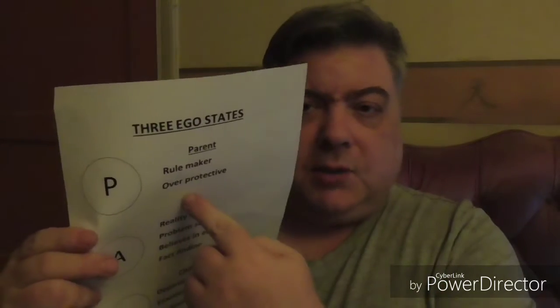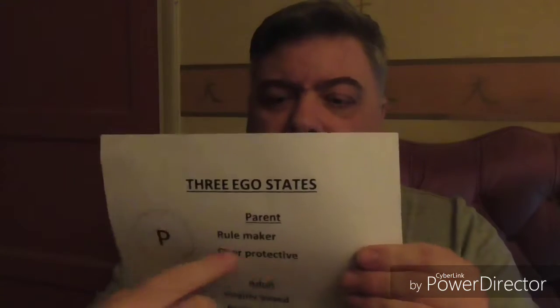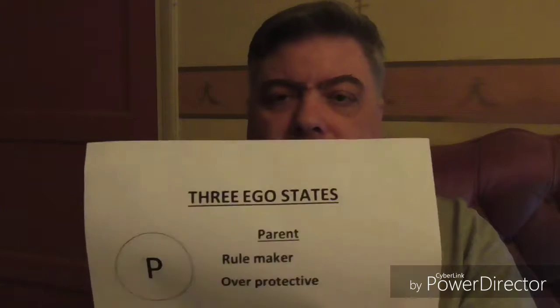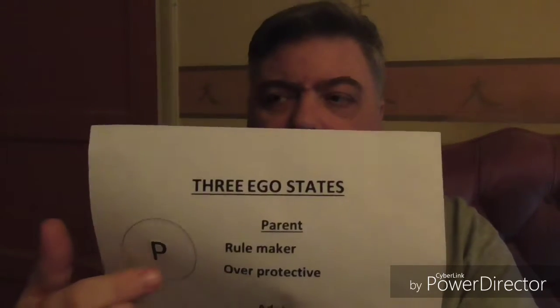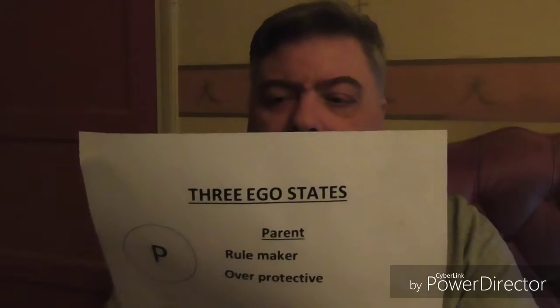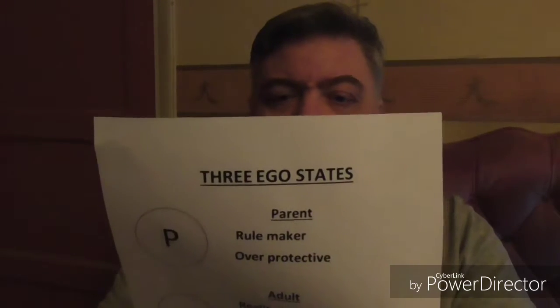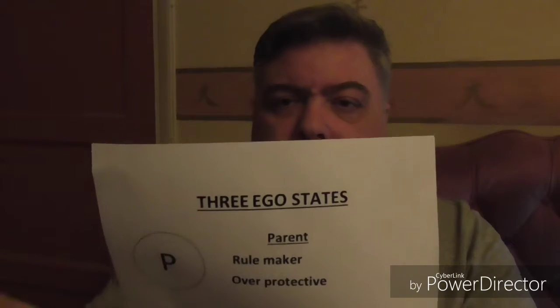So the first one is the parent ego state. It's said to be what you learn, what you get from your parents or parental figures, as Simon called it, the taught ego. The parent ego is the rule maker, can be overprotective. It's like, you've got to do what I say. Often they like to control the circumstances, so you've got to do it my way because it's the safe way, it's the only way.